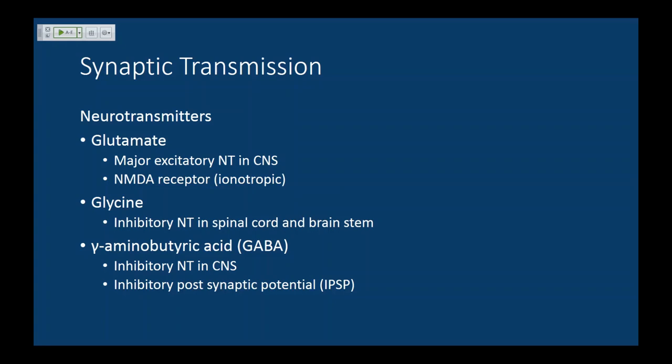Glycine is going to be an inhibitory neurotransmitter in the spinal cord and the brainstem, whereas GABA is the main inhibitory neurotransmitter in the rest of the central nervous system.